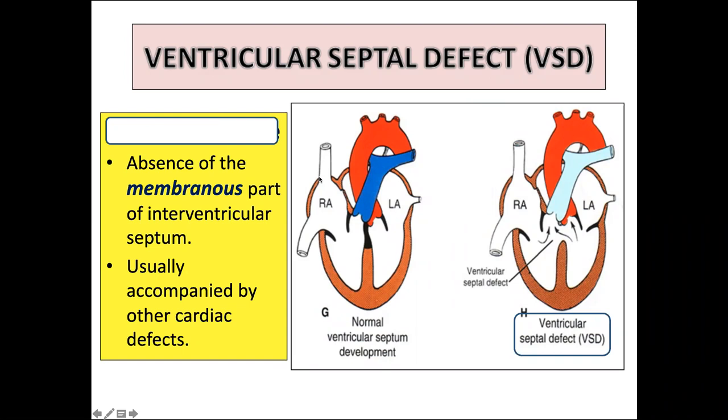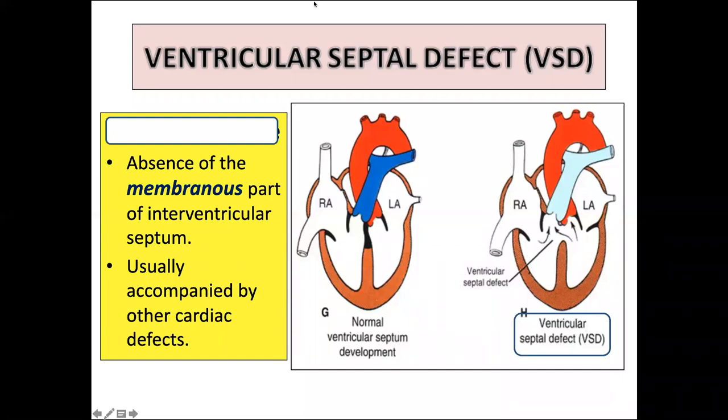Okay. What is this disease? I have blanked out the name here. The description is here: absence of membranous part of interventricular septum, usually accompanied by other defects. What is this disease? It causes ventricular septal defects. It's another name for ventricular septal defects. What is the official name for VSDs? Cardiac boys must know this.